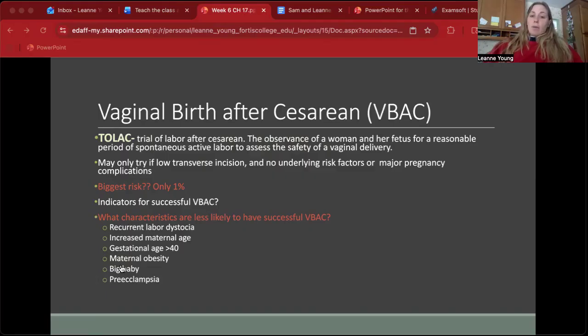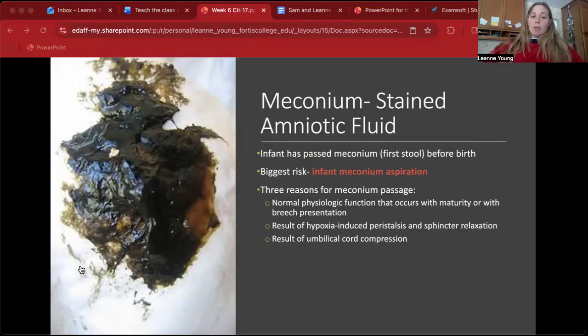Indicators for a successful VBAC include if mom has had a vaginal birth, so she has a proven pelvis, she's had a VBAC in the past, and she goes into labor spontaneously rather than induced. What characteristics are less likely to have a successful VBAC? Recurrent labor dystocia, increased maternal age, gestational age over 40, maternal obesity, a big baby, or preeclampsia. Okay?